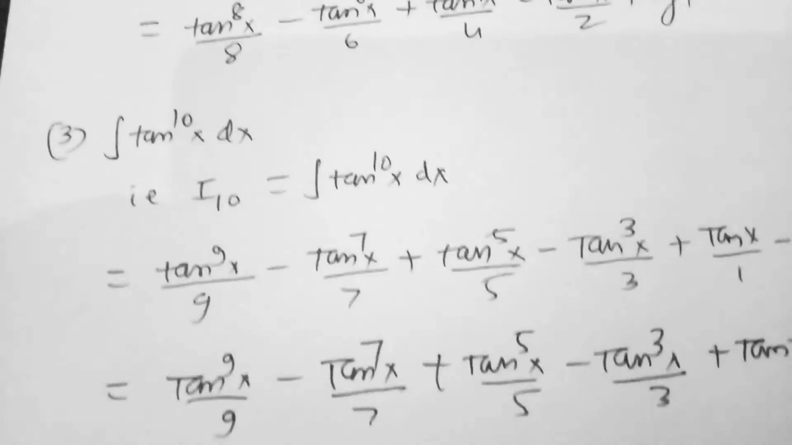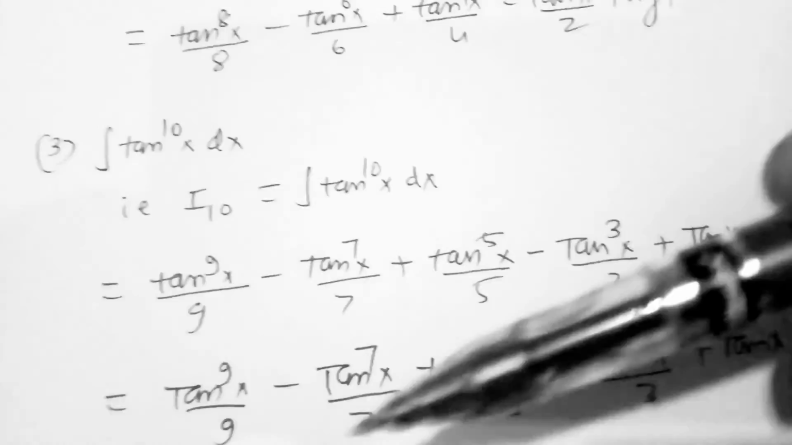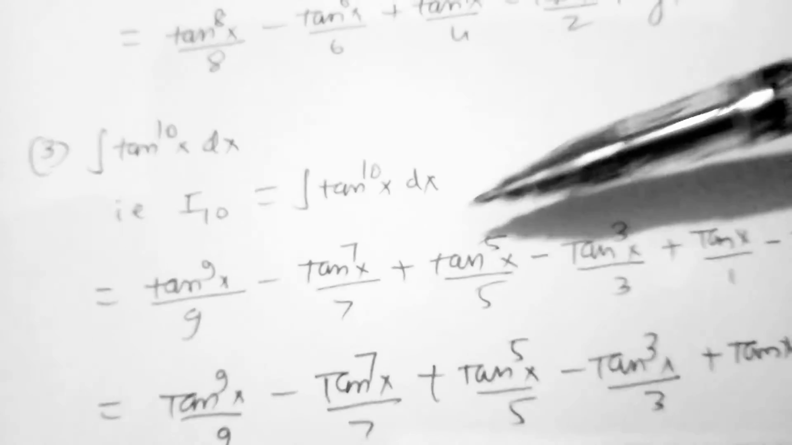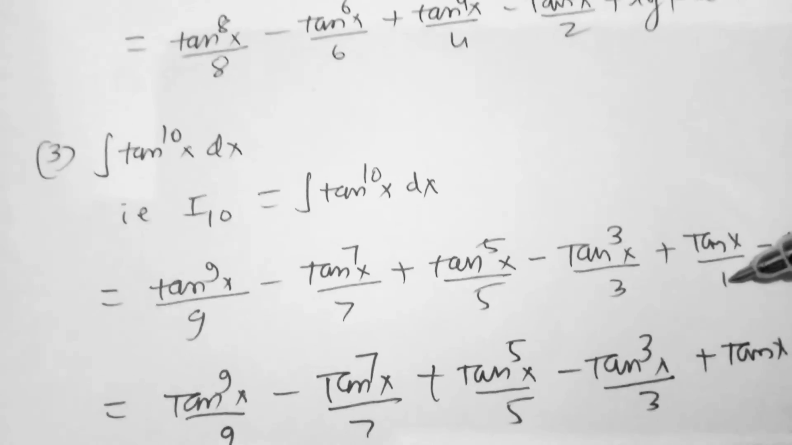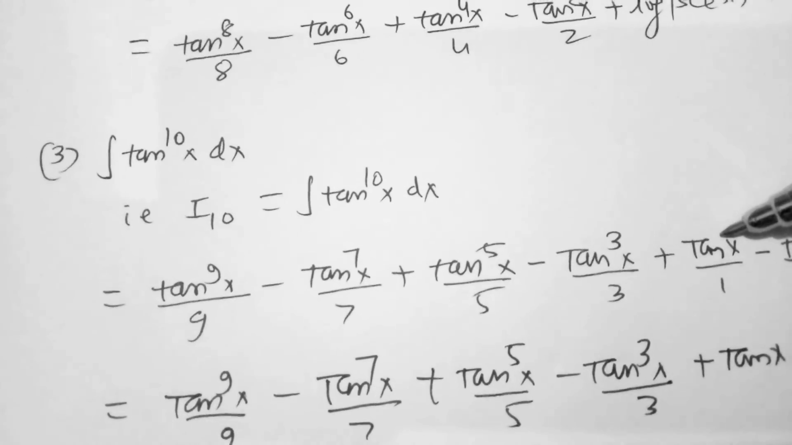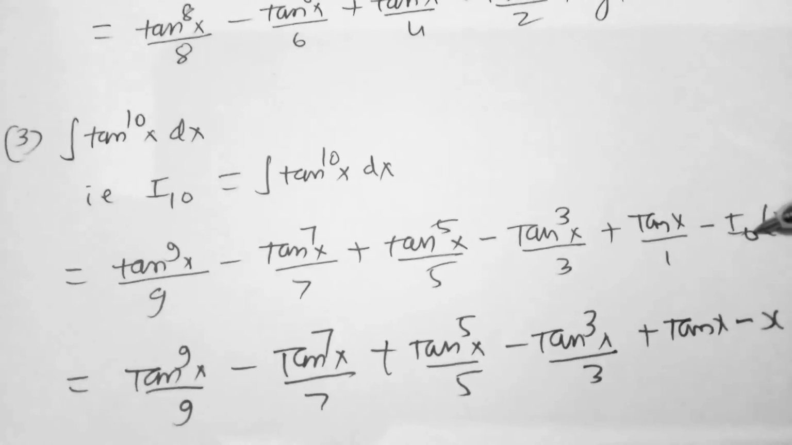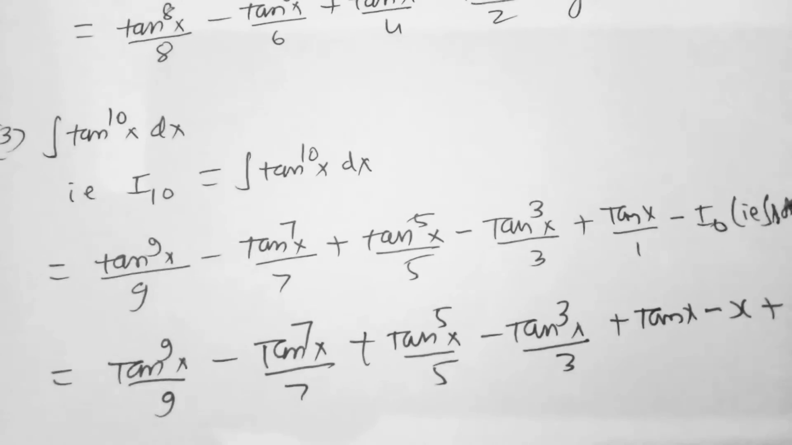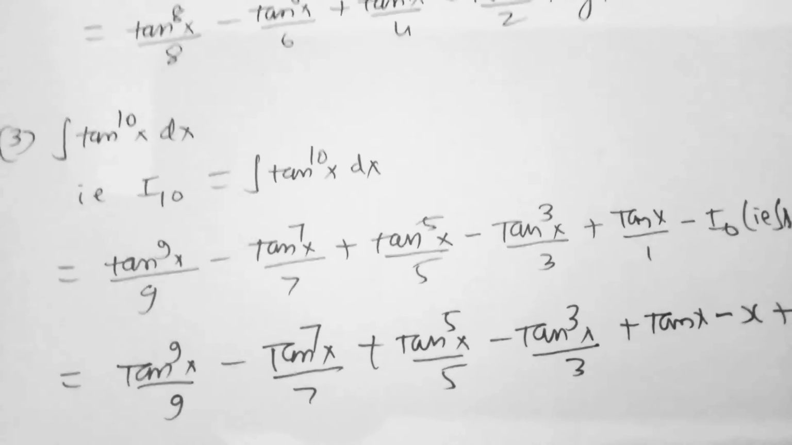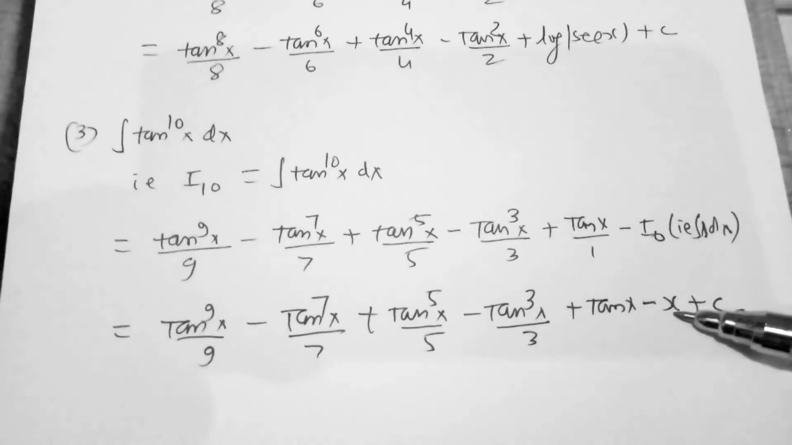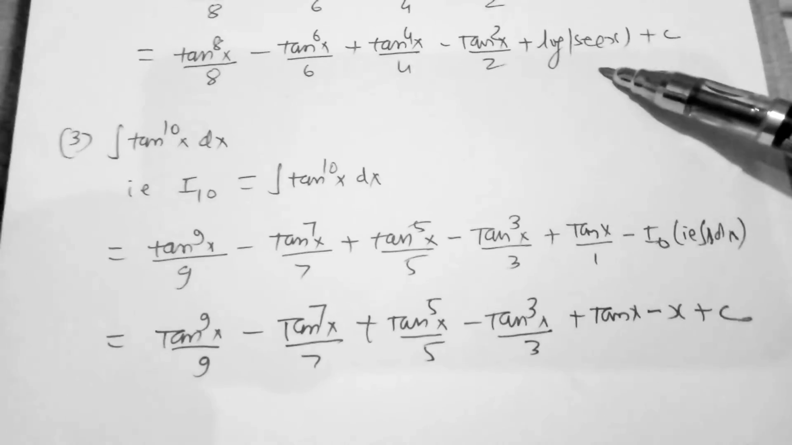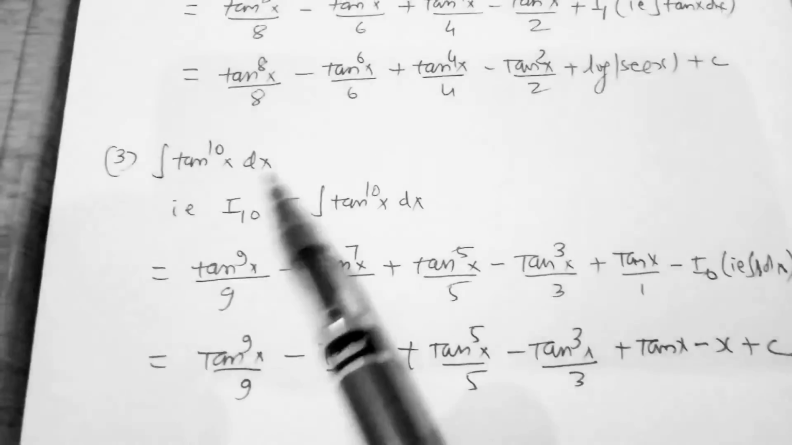So this is the answer. Now come to tan to the power 10x. Okay, 10 is there, therefore 9 by 9, 7 by 7, 5 by 5, 3 by 3, 1 by 1, right? 1 by 1, tan to the power 1, therefore this will be I0. I0 means integration of 1 dx. So what is that? x. So therefore I said that the last term will be either x or log of sec x. Mind it, that depends upon the power.